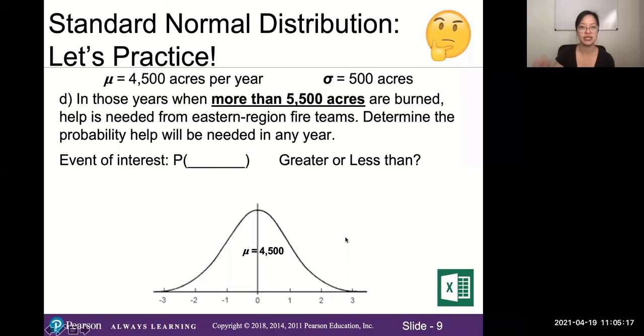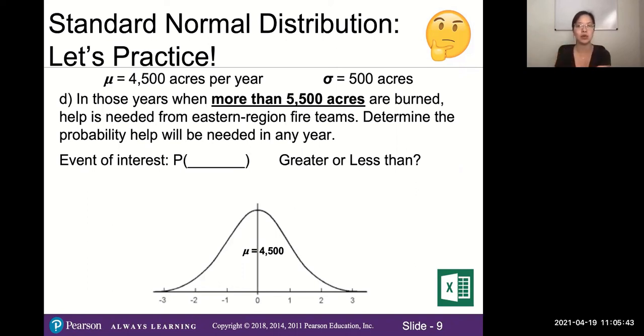All right, let's do D, last but not least. In those years when more than 5,500 acres are burned, help is needed from Eastern Region fire teams. Determine the probability help will be needed in any year. So in this part D, all they've changed is the wording of the question. So they're asking a slightly different scenario and the purpose of getting help from other fire teams.